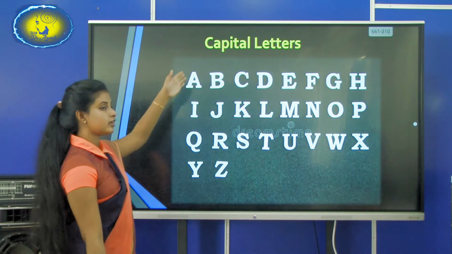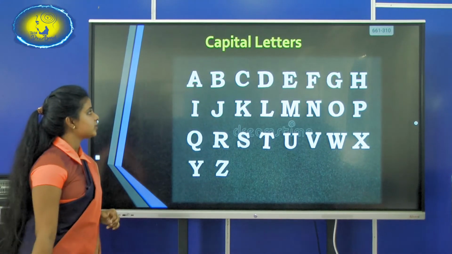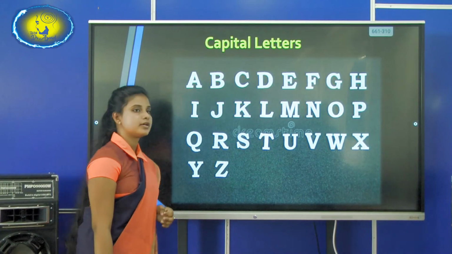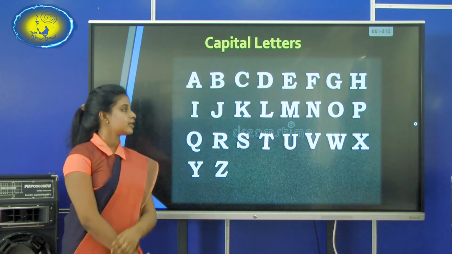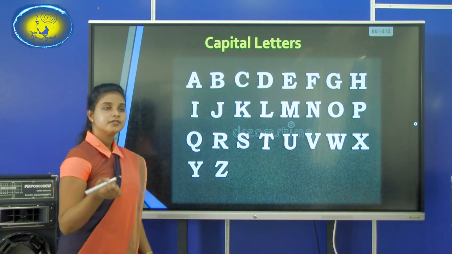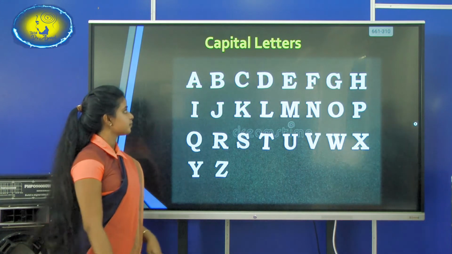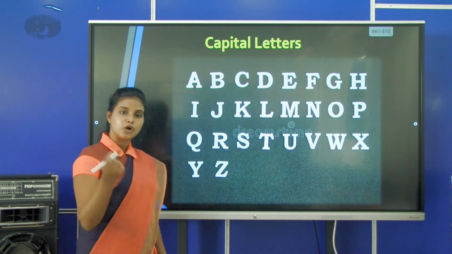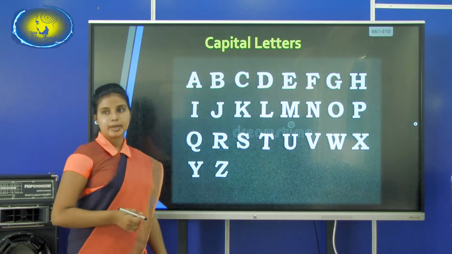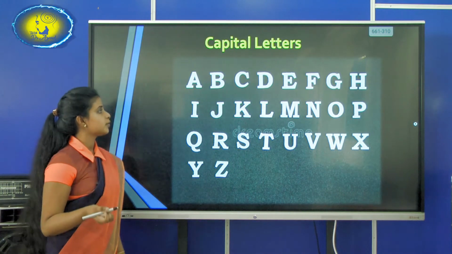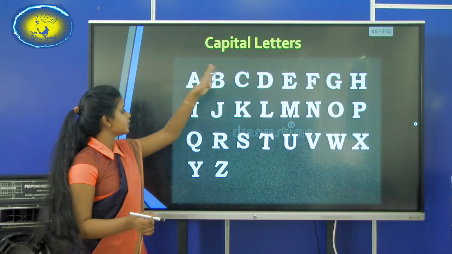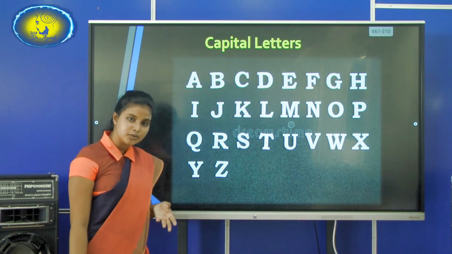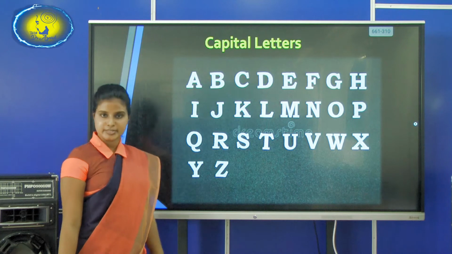You see, these are our capital letters. Our capital letters are big children. They are not small. Okay, so children, where do we use these capital letters? When we are writing a sentence, normally the first letter should be capital. And when we are writing proper nouns, the first letters are also capital.